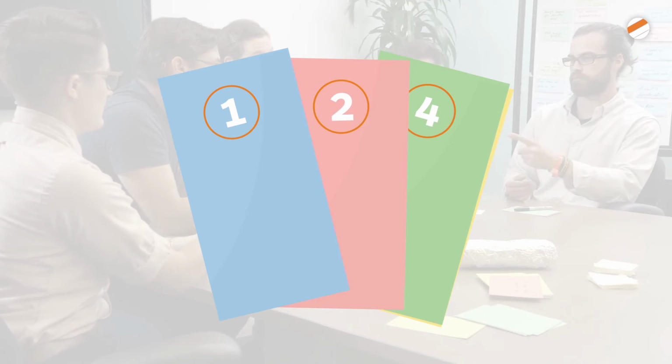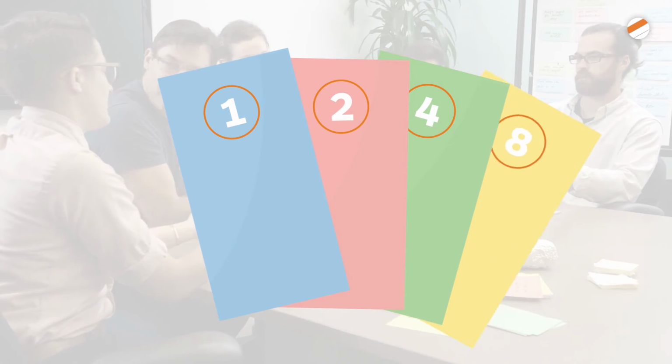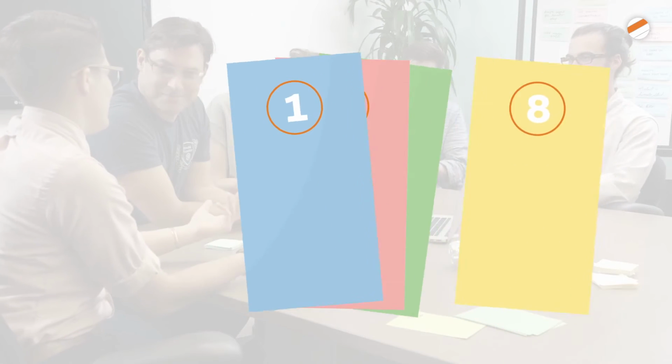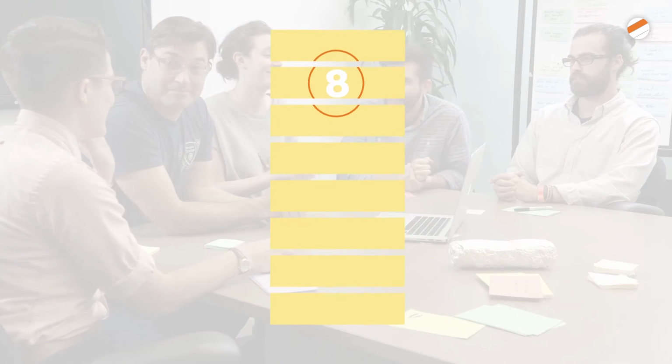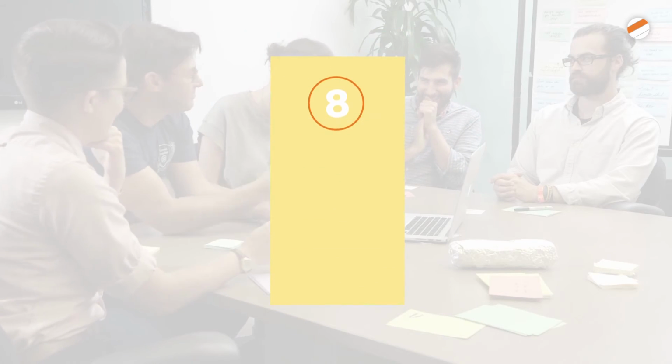Stories that are so big that they need to be broken down more are 8 points. By breaking down these large stories, you'll have less uncertainty and more accurate estimations.